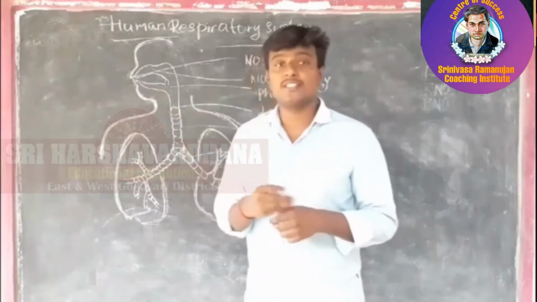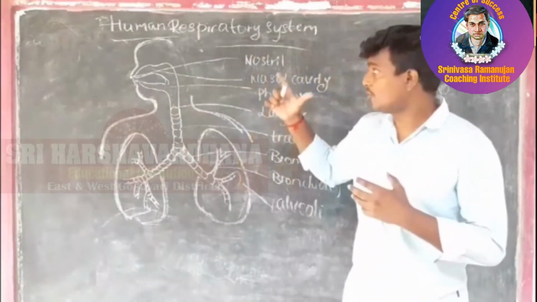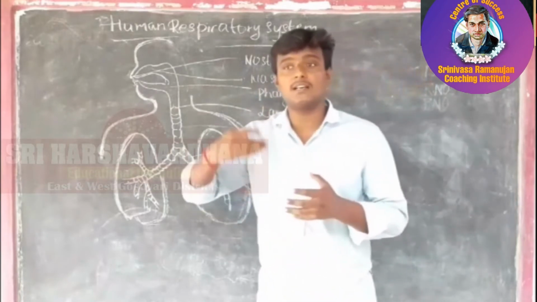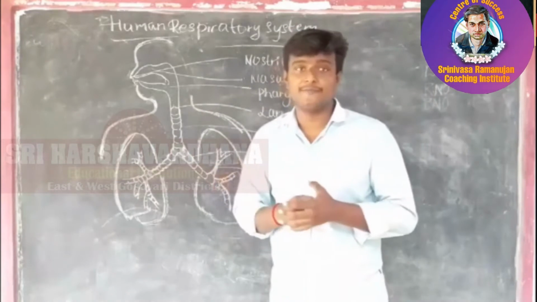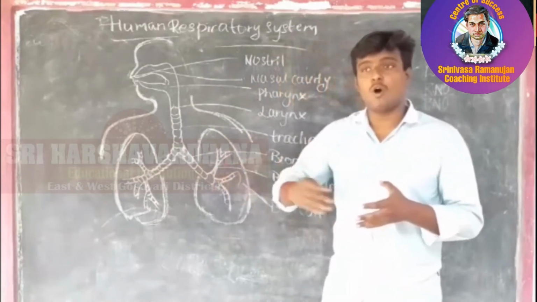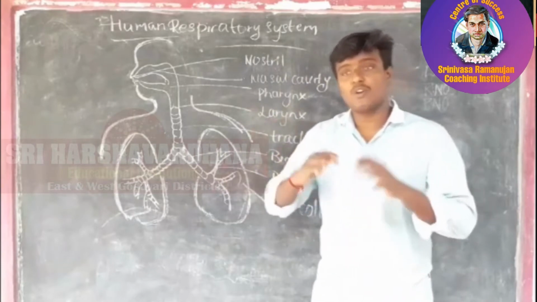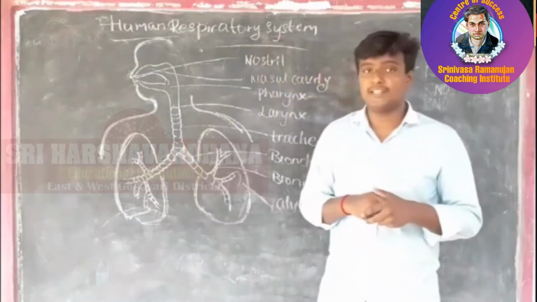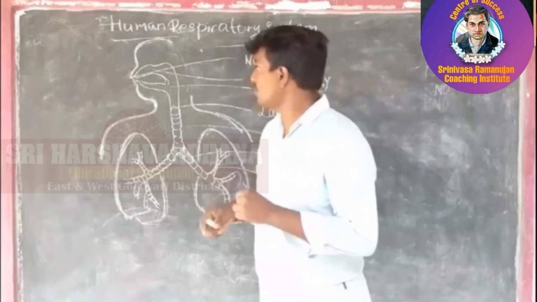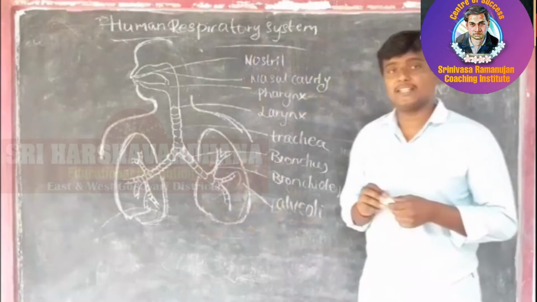Now we are going to discuss the human respiratory system: how the respiration process goes on, what organs are involved, and the process of respiration. After this, we are going to discuss how the respiration process takes place in plants. So first of all, we have to learn what organs are present in the human respiratory system.